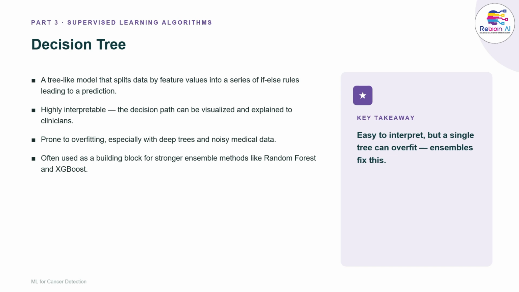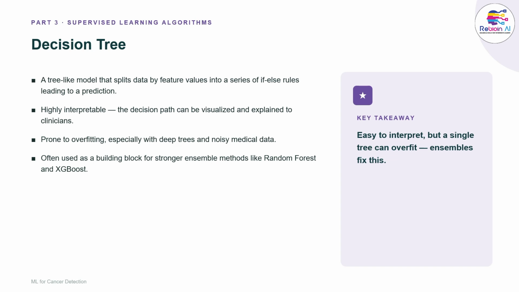Yes, the huge advantage is interpretability. That is, you can literally draw the tree and walk someone through exactly why the model made a call, which matters enormously in medicine. The downside, that is, a single deep tree tends to overfit. Hence, it gets so tailored to training data that it fails to generalize. That weakness is exactly where random forest and XGBoost come in. They combine many trees to fix this.